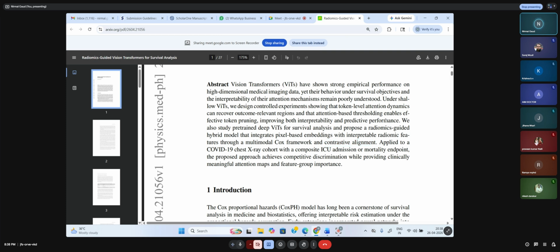So they are telling that they want to apply ViT for survival analysis. Along with it, they are making a radiomics-guided hybrid model based upon pixel-based embeddings, not patch-based, with interpretable radiomic features. I'll let you know what these radiomics are, through a multimodal Cox framework. I'll let you know what this Cox and contrastive alignment are. So this is what the authors are doing.